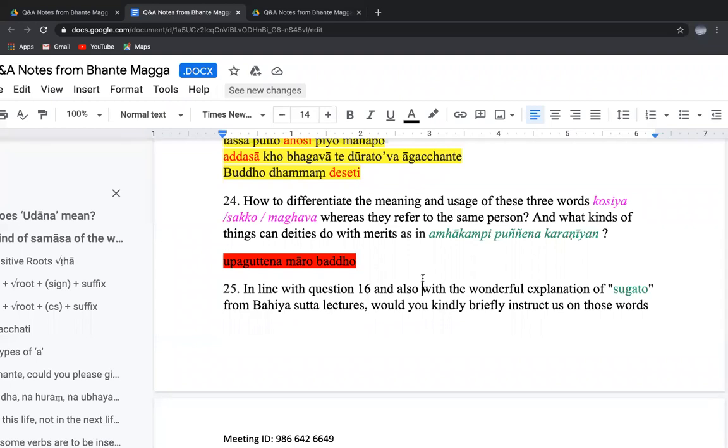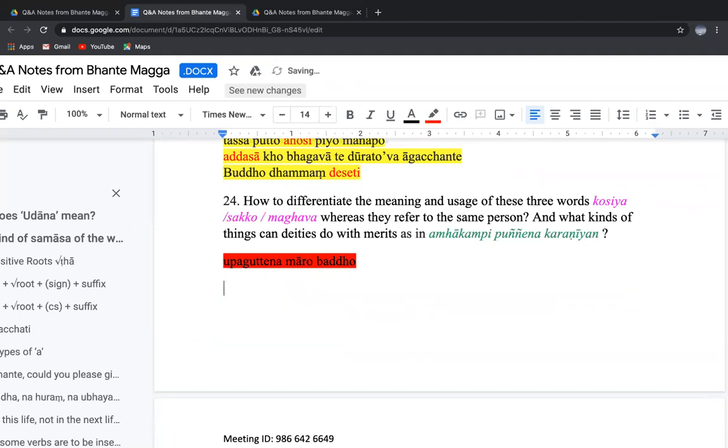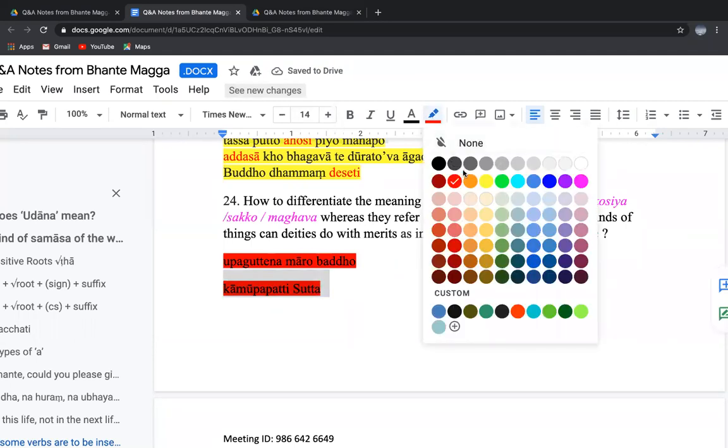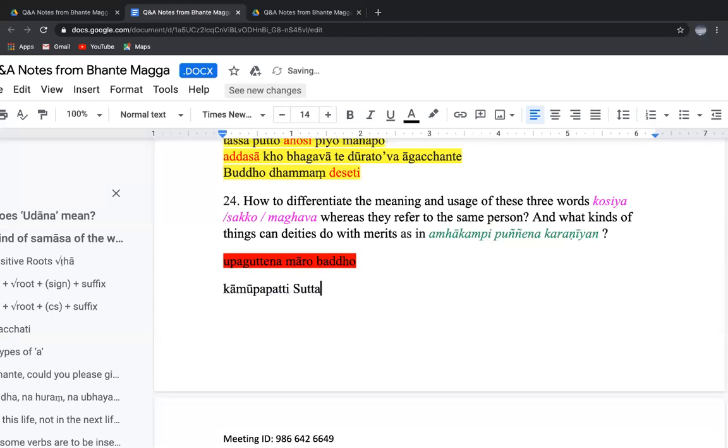Okay. Kamupapatti Sutta, right? You can refer to this. Kamupapatti Sutta in Itivuttaka Pāḷi.